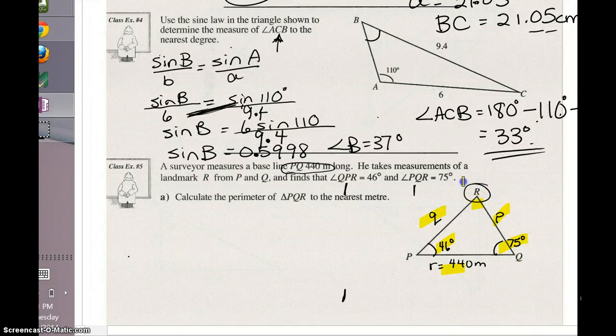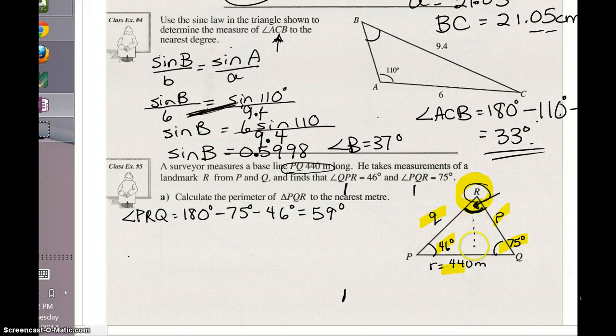What I can do, though, is figure out what my R is. To find that angle R, I'm just going to subtract the other 2 angles that have been given to me, which is 75 degrees and 46 degrees. That will equal 59 degrees. That's what my angle R is. Now that I have that, you can see that if I have this angle right here, I also have the corresponding side. Now I can go ahead and use my sine law.